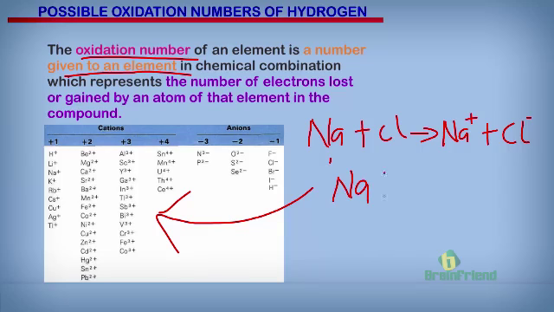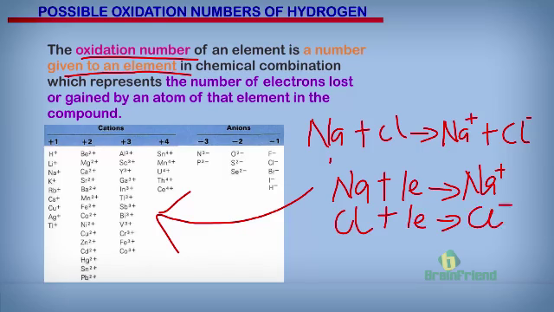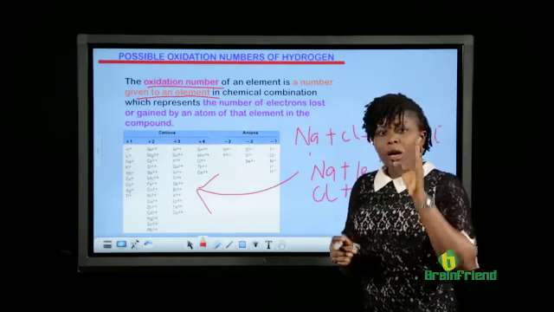Sodium would have Na+, giving us the sodium ion. And we'll also have chlorine, giving us the chlorine ion. But here, the oxidation number of sodium would be what?